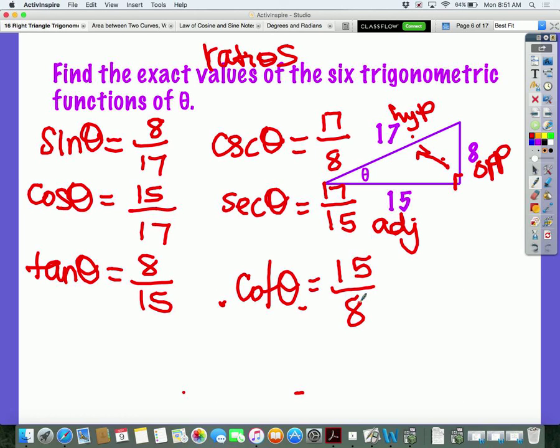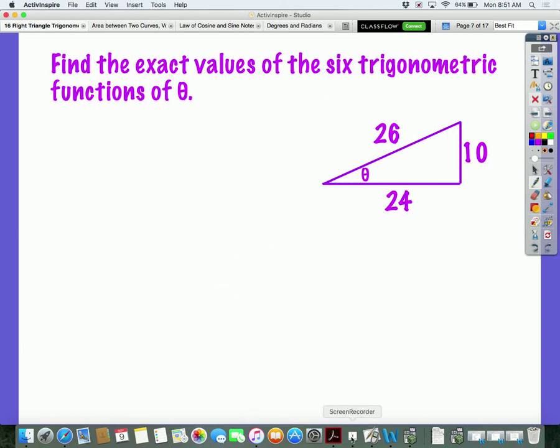Any questions on finding the 6 trig functions? Okay. This one's on you guys. You're doing this one on your own. Make sure you guys are drawing that right angle. Should be there. Okay, let's see what you guys got.